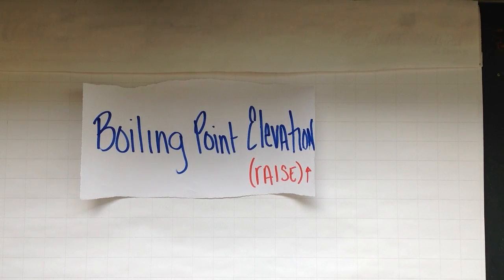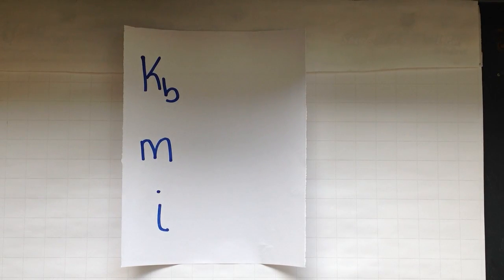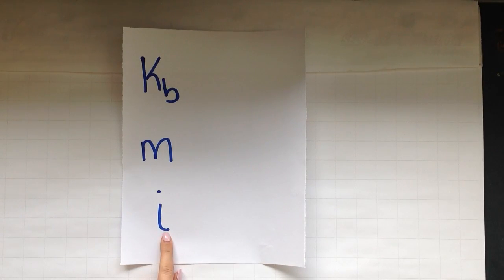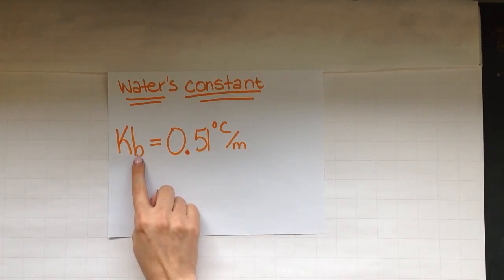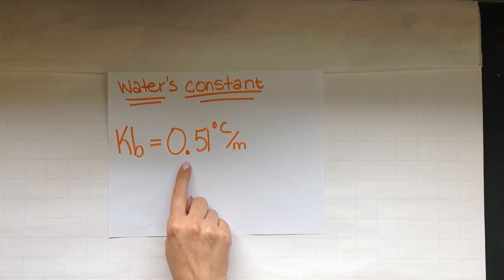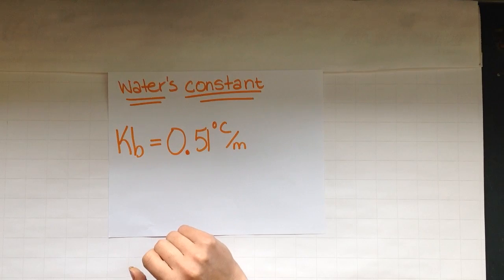Now, in order to do calculations to see how much the boiling point is going to elevate, we need to first introduce three variables. So we've got Kb, lowercase m, very important, not uppercase, and the letter i. Okay, Kb is just a constant. And a majority of the time, the solvent we talk about is water. So Kb is usually going to be water's constant. And here is the constant, 0.51 degrees Celsius over little m, which we'll talk about what little m means.